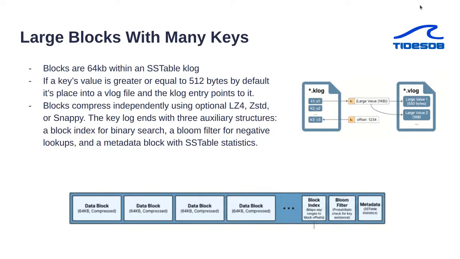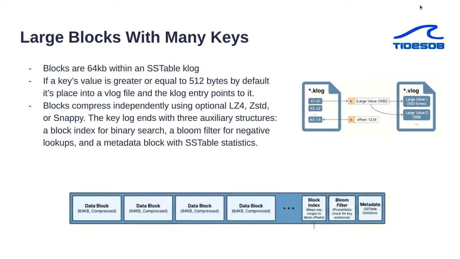Earlier I mentioned we have this idea of key value separation. Key value separation is essentially, if the value for a key is very large, we don't want to keep it in line with the key. We want to put that value inside of a vlog and then put the offset only in the klog. So an SS table has two files, normally a klog and a vlog.